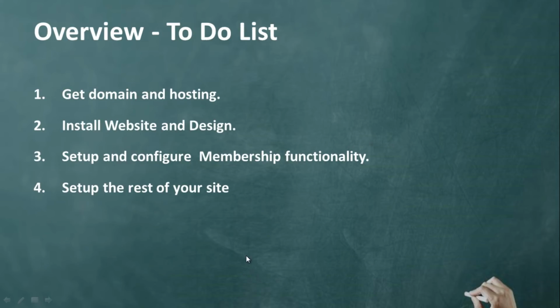Our to-do list: first we'll get a domain and hosting, then we will install our website and design. Thirdly, we will set up and configure the membership functionality. And then finally, I'll come back and show you how to set up the rest of the website. So I'll be showing you all the little options that you have to make all the adjustments you need to make your website look good. So that's the order in which I'm going to attack this tutorial.